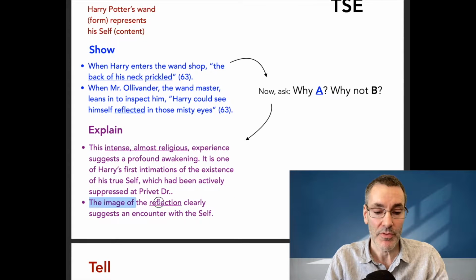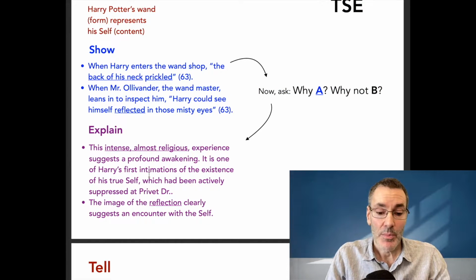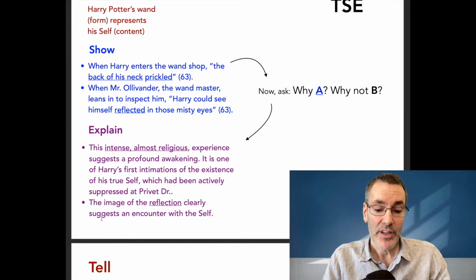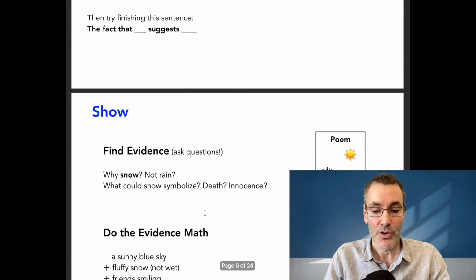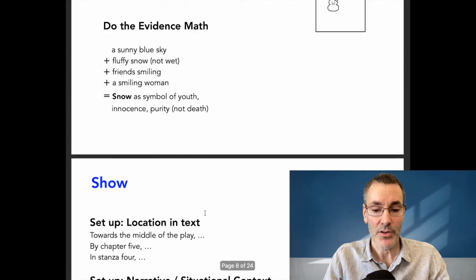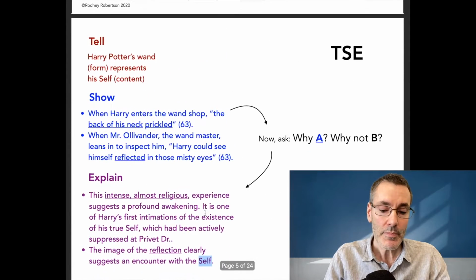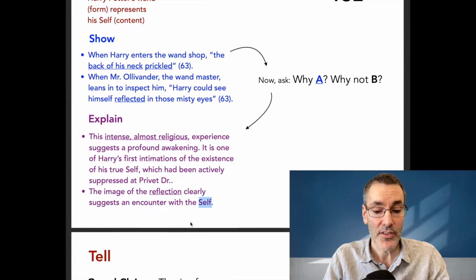Well, let's stay with the reflection thing. If you ask why A, why not B, you might get something like this. The image of the reflection clearly suggests an encounter with the self. How? Yeah, it's a mirror. And I'm going to show you a paragraph here and how you put all that stuff together. I'm going to show you a mirror in a second. But it's obviously a mirror.